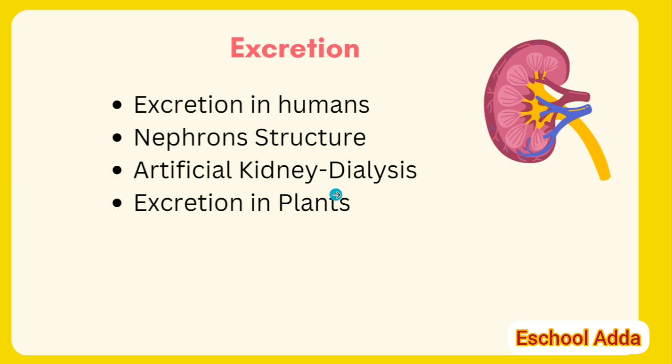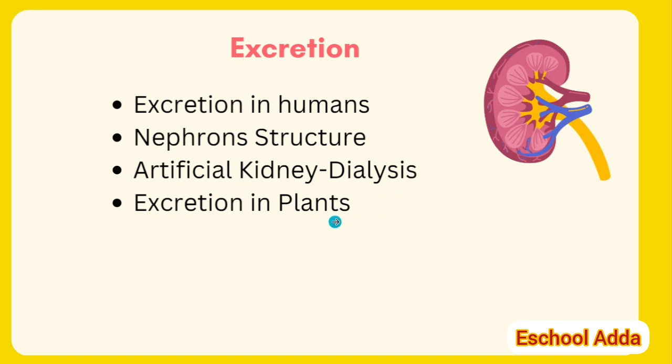Next, artificial kidney, that is dialysis. If a few persons' kidneys are not working properly, they have another alternative, that is artificial kidney, that is dialysis. So we will study how the process works, for whom the process is done, and how long it can be done, all in detail.